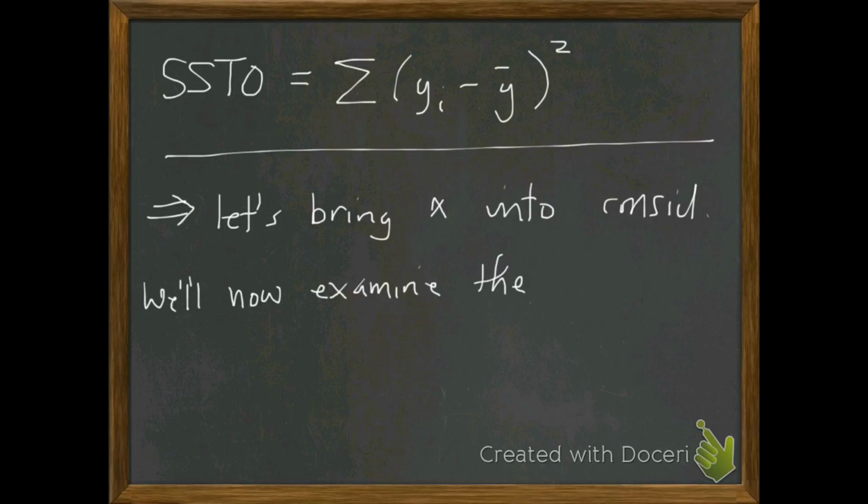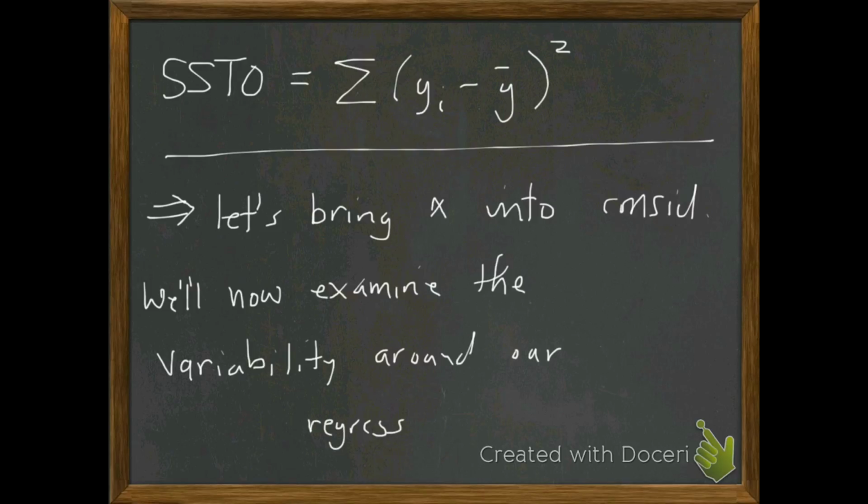So we're going to examine the variability around our regression model. You guys remember a model is just y hat equals b0 plus b1 times x.